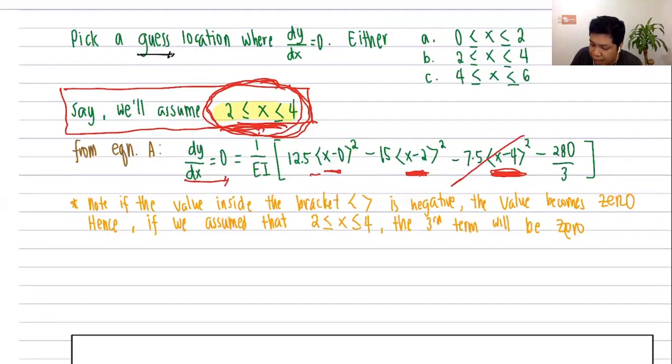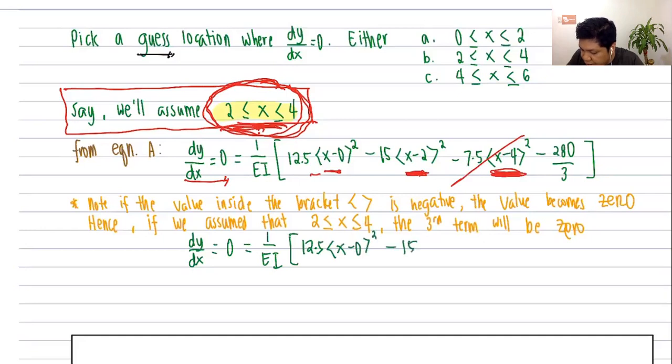Hence, our updated equation, if we assume that x is between 2 and 4, is dy over dx equals 0, equals 1 over EI times, let's copy equation A, 12.5 times x minus 0 squared, minus 15 times x minus 2 squared, minus 280 over 3, which is C1. I already canceled the third term because any value of x between 2 and 4 will yield a negative number inside this bracket.